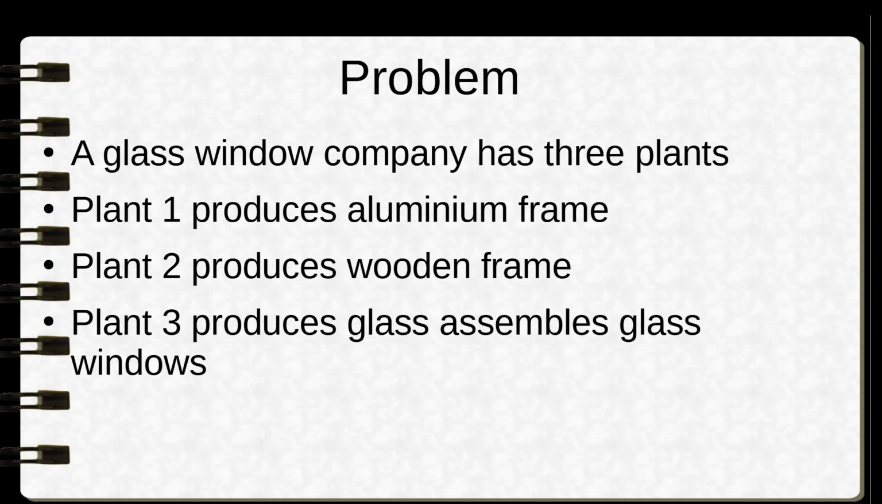A management has taken over a loss-making company. The company has 3 plants. Plant number 1 produces aluminum frame. Plant number 2 produces wooden frame. Now both aluminum frame and wooden frame are used in the production of making glass windows. And plant number 3 only produces glass. But because it's a loss-making company, it was unable to produce glass windows.